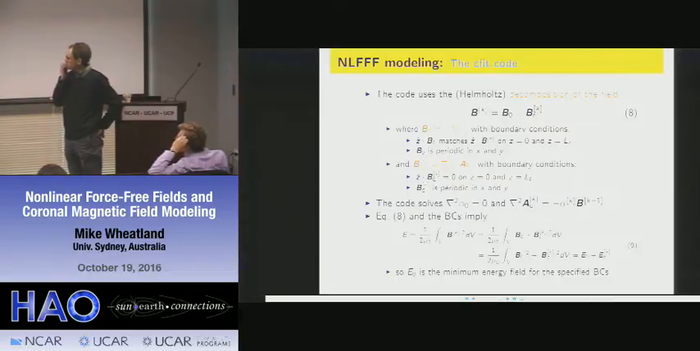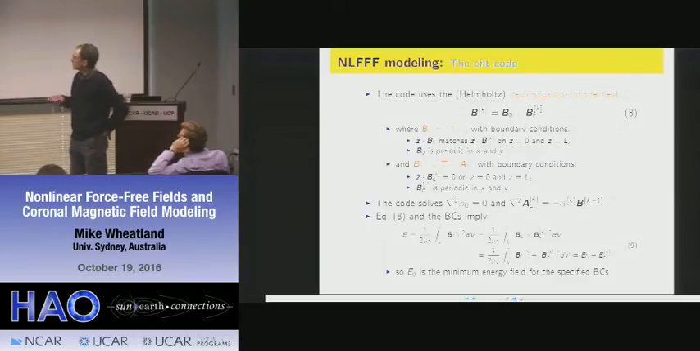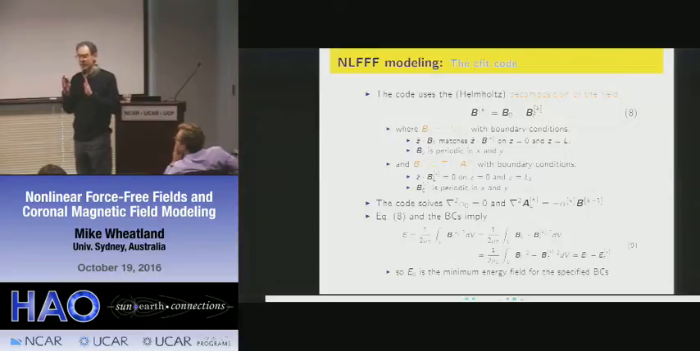So, the boundary conditions on those two components are the following. For your potential part, B naught, the Z component of that potential part matches the Z component, the normal component, of the total field on the lower boundary and on the top boundary. And then on the side boundaries, you've got the periodicity of the fields.